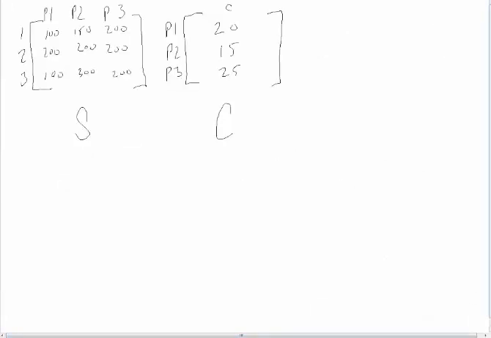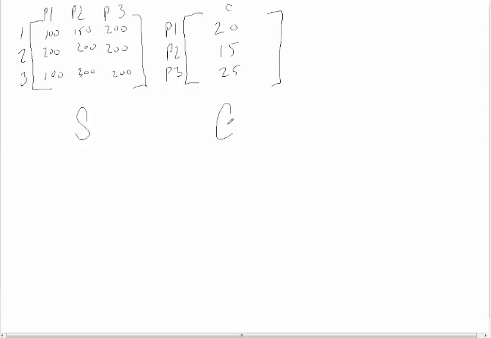Something else from Chapter 2, we've got matrices. So we've got 2 matrices here. Let's say matrix S is a sales matrix. So thinking about the problem we had in the graded problem, you've got 3 stores and you sell 3 kinds of pizza. So we've got here store 1, 2, 3, pizza type 1, pizza type 2, pizza type 3.